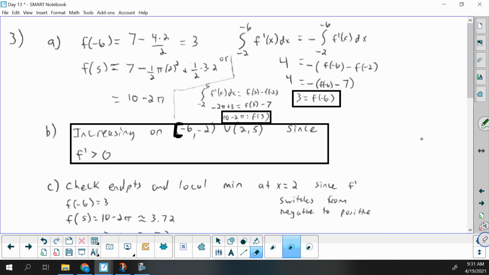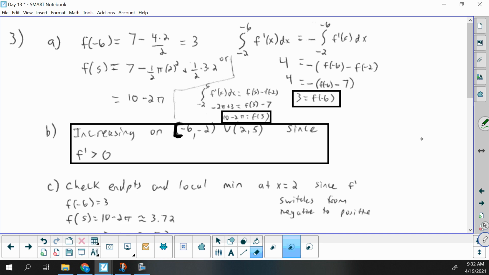So in 3, we have f of -6. They told us f of -2 was 7. We're working backwards, and when you work backwards, all of these signs are changed. So even though that is an area of 4 above the x-axis, when we go backwards, it gets negated. So we end up doing 7 minus the 4 to give us 3.